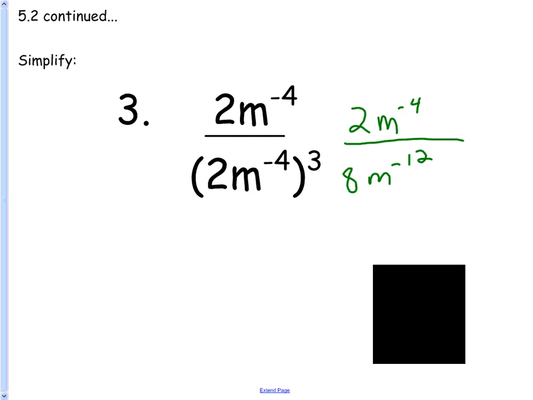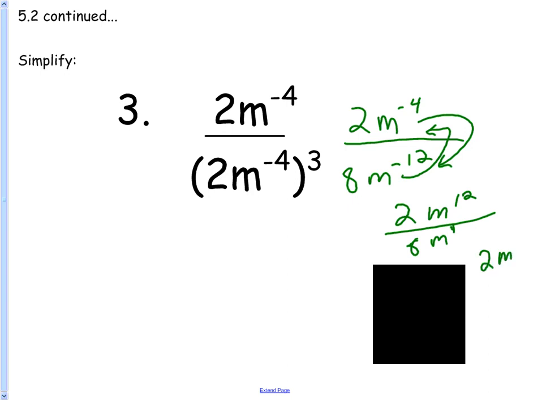Well, this is a good way to start. I've done the cubing on the bottom, and now I've got unhappy m's. They're negative on top. I'm going to get them down to the bottom where they can be happy, and they'll be positive m's. And these 12 negative m's need to go to the top. So I'll have 2m to the 12th on top over 8m to the 4th on the bottom. Then I can do some canceling, and I'll have 2m to the 8th over 8m, or 8, that's gone, and then 1 m to the 8th over 4.